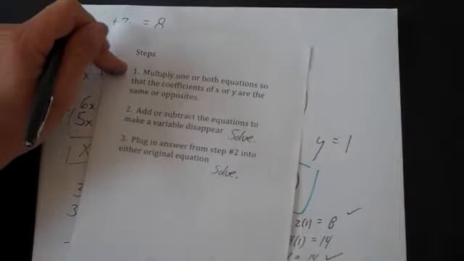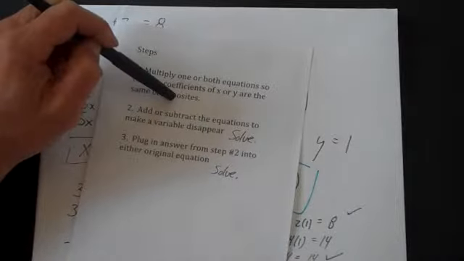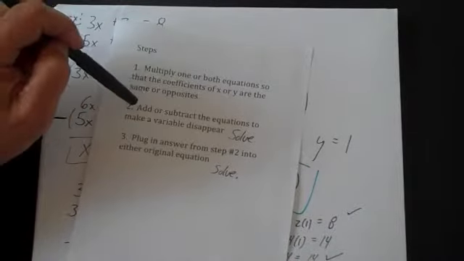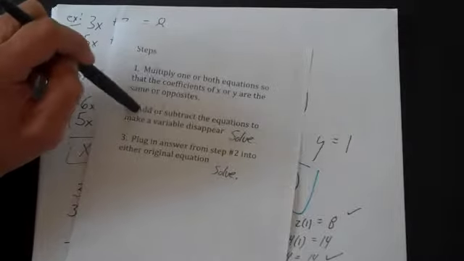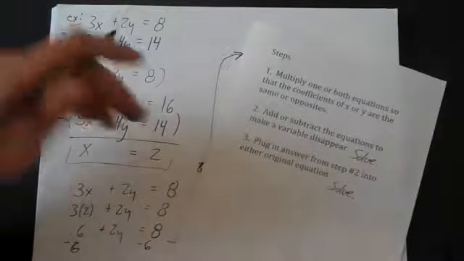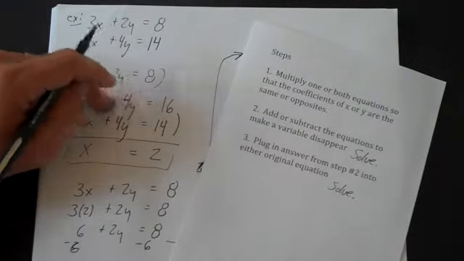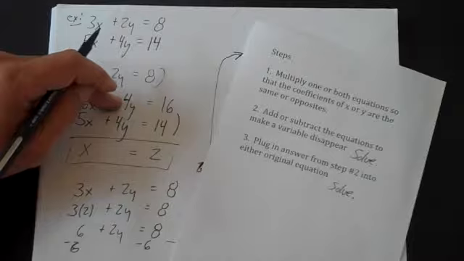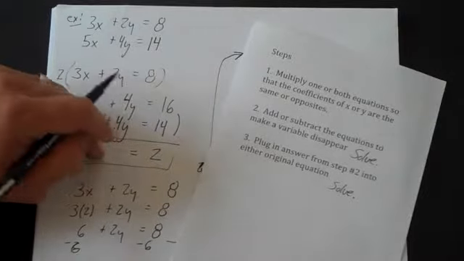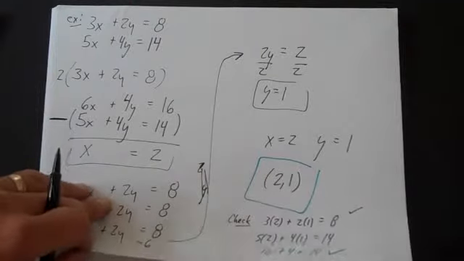You multiply one or both equations so the coefficients of x or y are the same or opposites. Second step is you add or subtract the two equations. How do you know if you add or subtract? Whichever makes a variable disappear. In this case, the y coefficients were the same. If they're the same, then you subtract. If they're opposites, you would add. Then we solve for that, and once you solve, you plug it into the other equation.